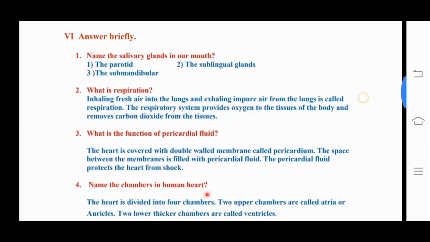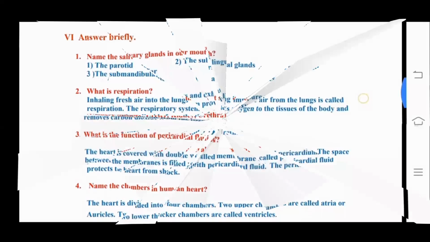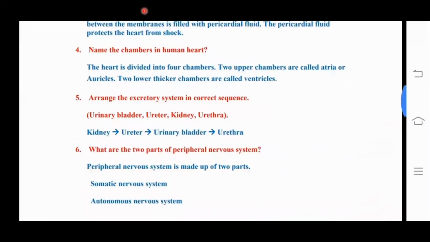And name the chambers in the human heart. The heart is divided into 4 chambers. What are they? You can see. The 2 upper chambers are called atria or auricles, and the lower chambers are called ventricles.